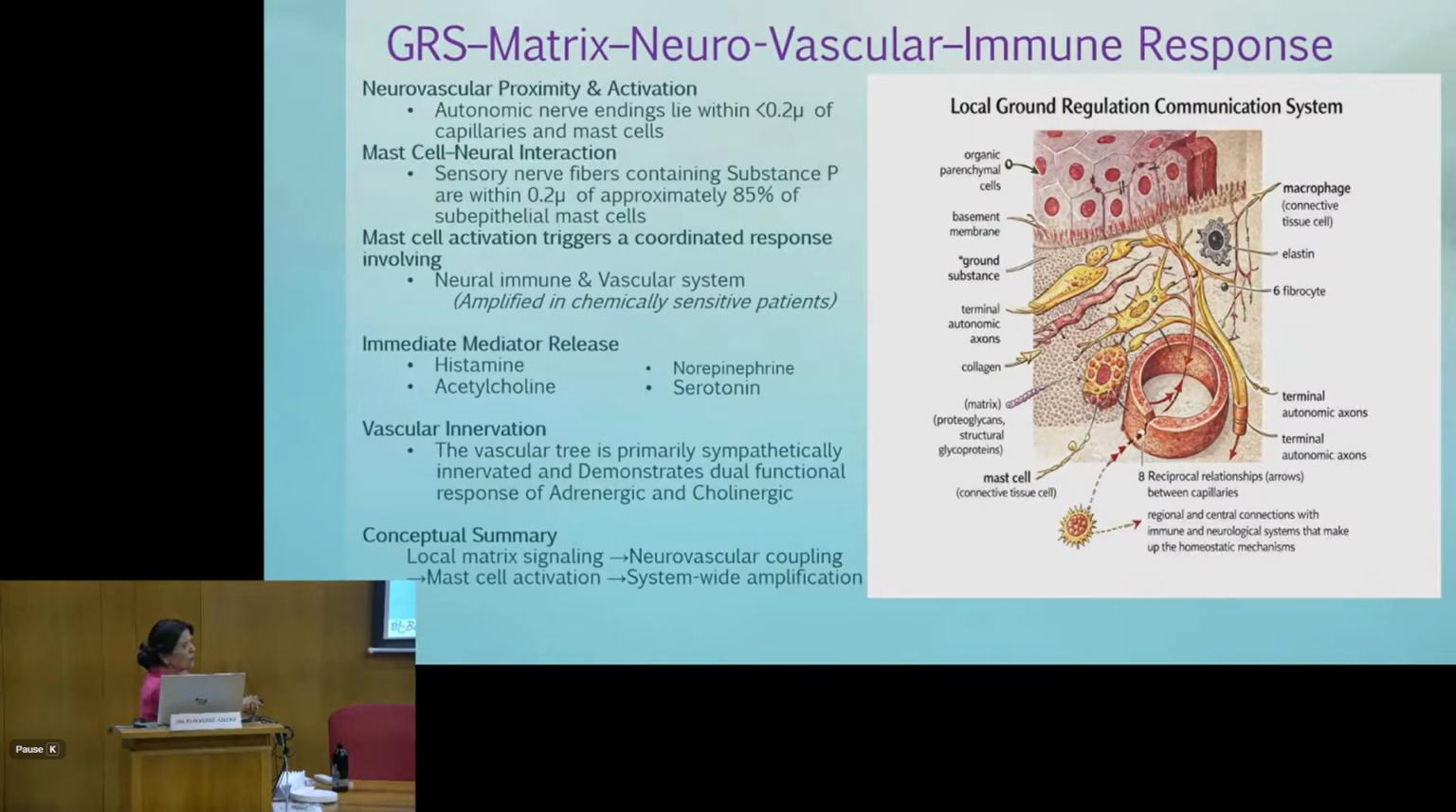Each and every organ of the body has this ground regulation system. And look at the blood vessels, and look at these autonomic nerve fibers, look at the sensory fibers, look at the proximity of the mast cells and the blood vessels, as well as the autonomic nervous system. So the neurovascular proximity activation is very important. Autonomic nerve endings lie within 0.2 micron of the capillaries and mast cells. So now that explains mast cell activation, that explains why there is an immediate problem with the neurovascular system.